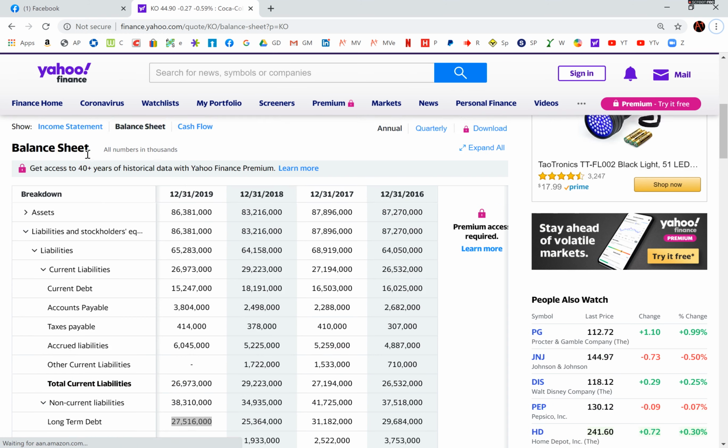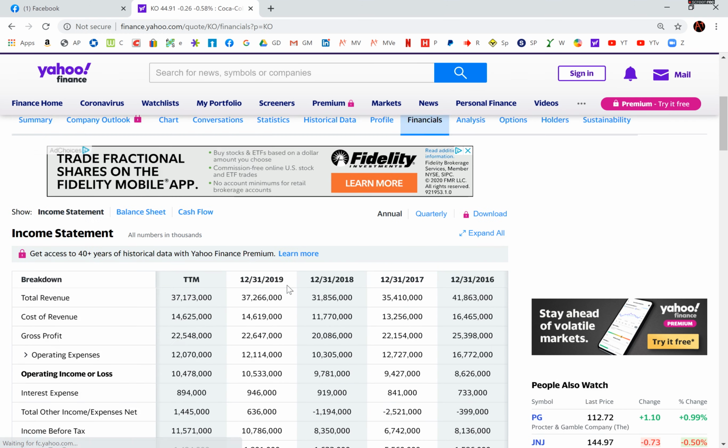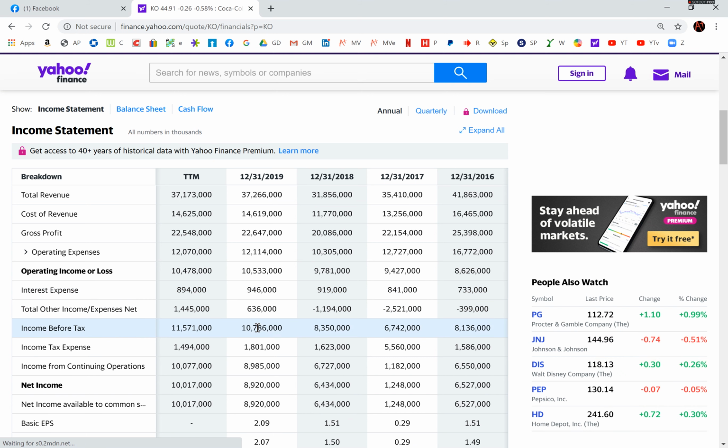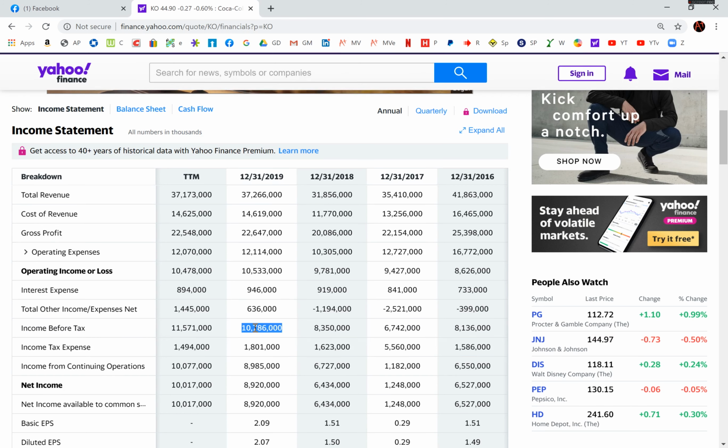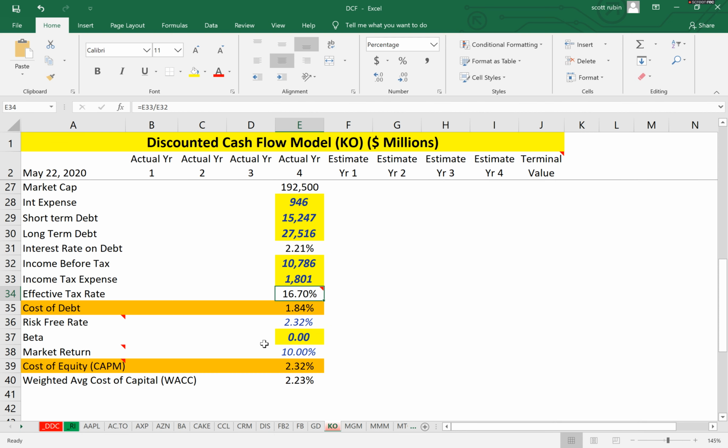Now let's see their income before tax, because we have to reduce the debt by the effective tax. 10 billion. And the income tax is 1.8 billion, so it looks like a pretty low, yes, 17% tax rate. That's not too low. That's pretty good. 20 I think is around average. So even though they pay 2.21% on the debt, you have to deduct the taxes, because it's tax write-off debt, and it's actually costing them 1.84% for debt, which is very low.